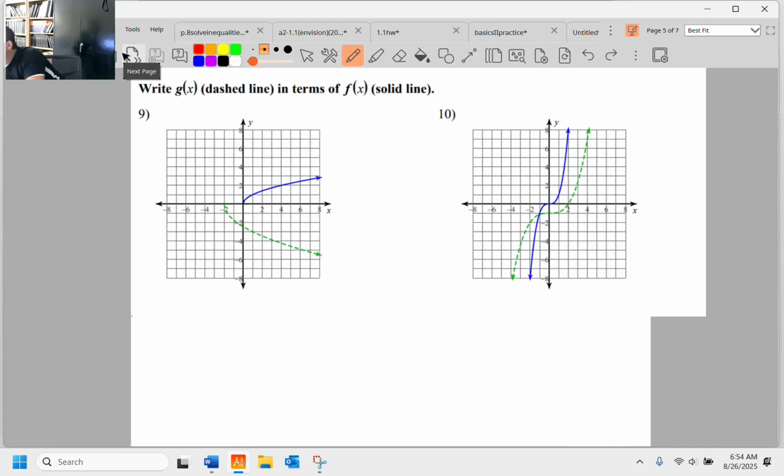Let's see, write g of x, the dashed line, in terms of f of x, the solid line. So these are the mom functions. That's going to be what, x cubed? The initial slope has changed quite a bit. Look at that. It's changed a lot. I would say that the slope is probably a quarter. We've also shifted down 1. That's for certain. We shifted down 1. It's definitely wider.